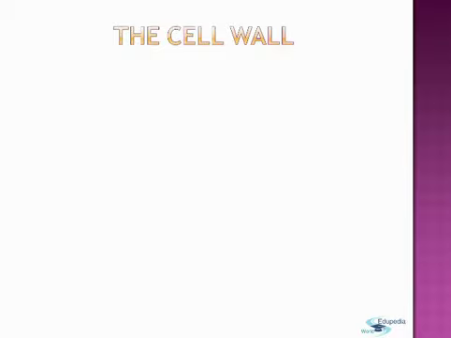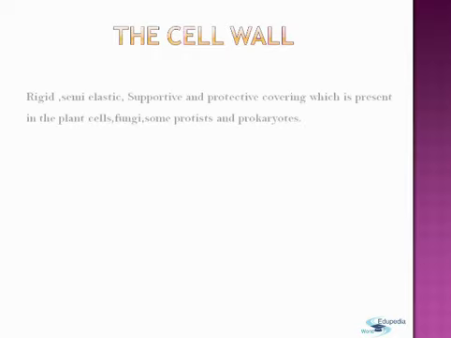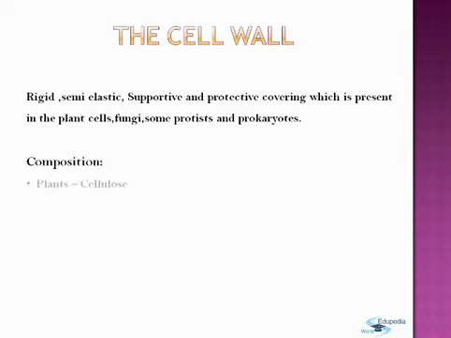conditions of the environment. If we try to give a precise definition of the cell wall, it is a rigid, semi-elastic, supportive and protective covering which is present in the plant cells, fungi, some of the protists and the prokaryotes. Now in all the four categories, that is plant cells, fungi, protists, prokaryotes, it is of different types and the composition varies. Let's have a look at the composition.